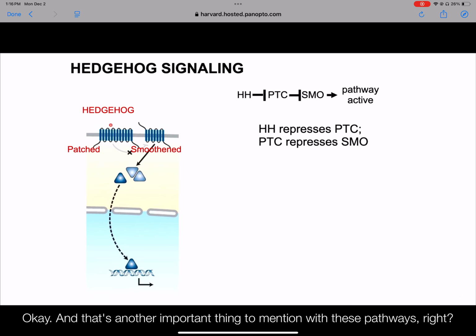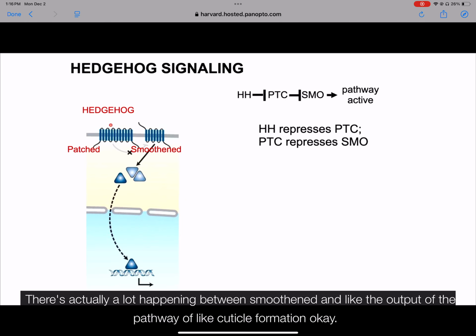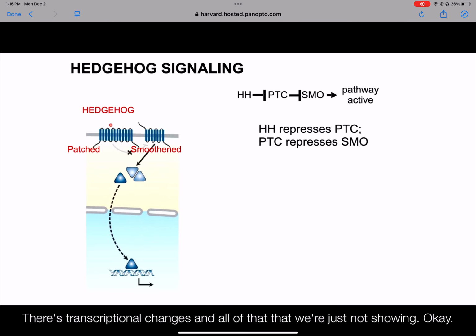Okay, and that's another important thing to mention with these pathways, right? Just because we're only showing 3 steps in this pathway does not mean that there can't be other steps that we're not showing, right? There's actually a lot happening between smoothened and the output of the pathway, like cuticle formation. There are transcriptional changes and all of that that we're just not showing. Okay.